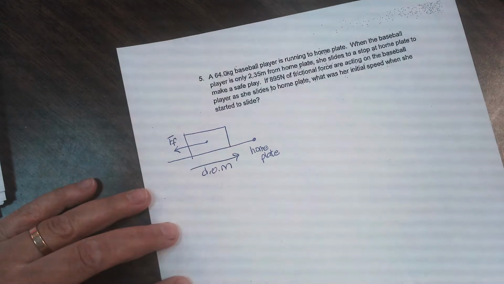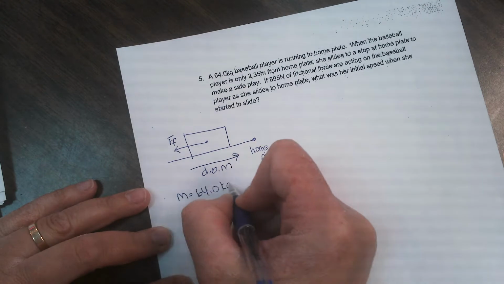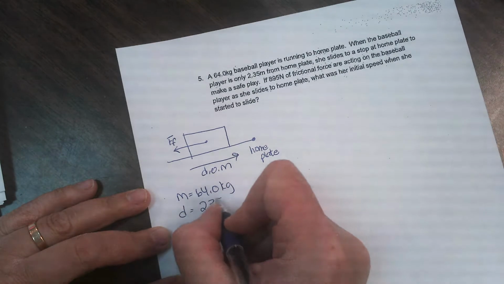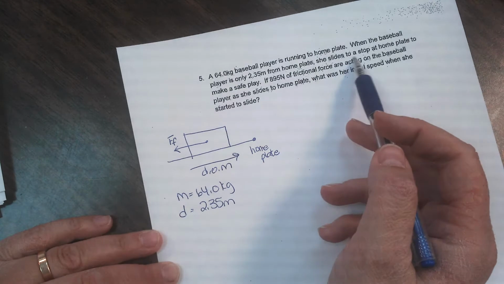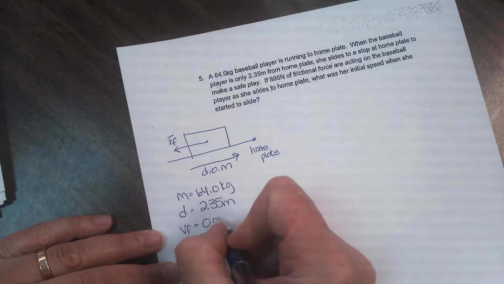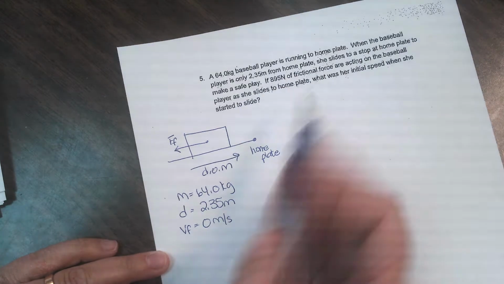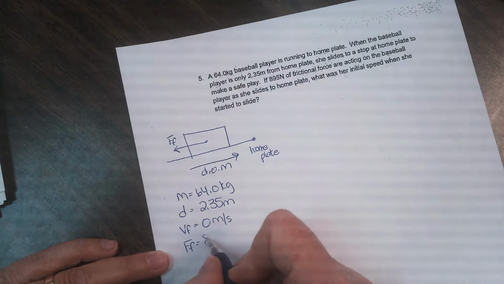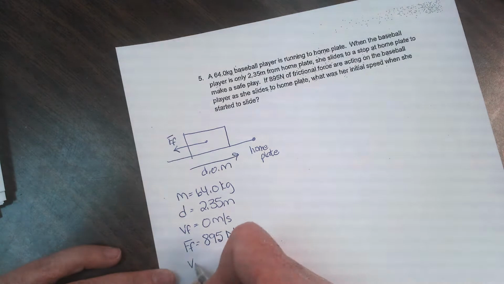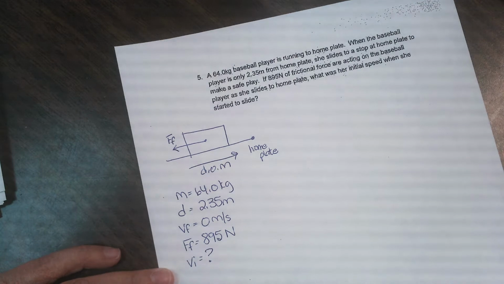Okay, and then we need to list all of our pieces of information. So mass is equal to 64.0 kilograms. Distance is equal to 2.35 meters. Slides to a stop, code word for VF, is equal to 0 meters per second. Frictional force is 895 newtons. What's the initial speed? Those are our pieces of information that we have.